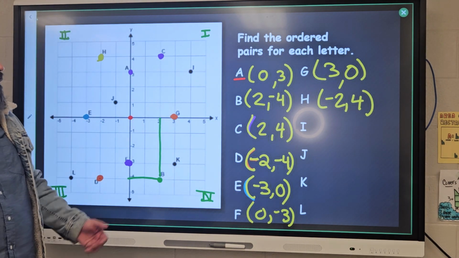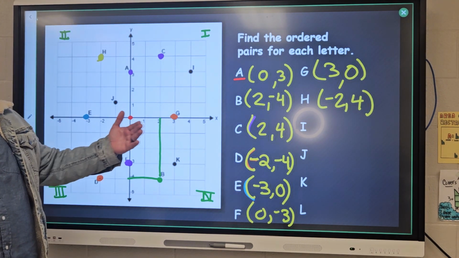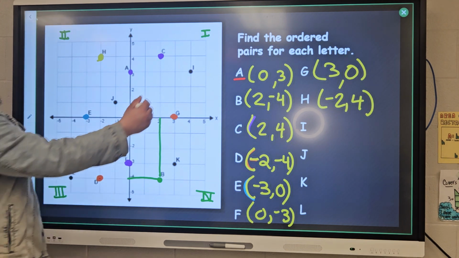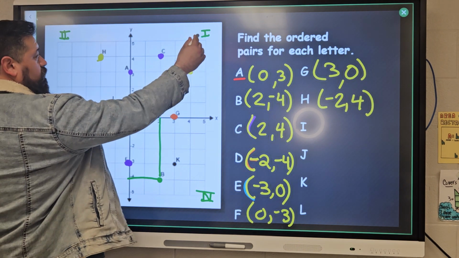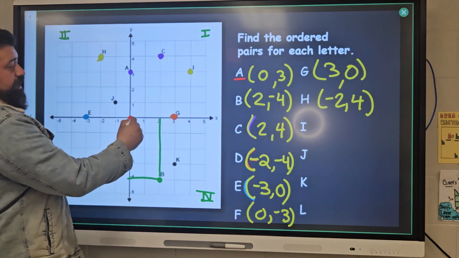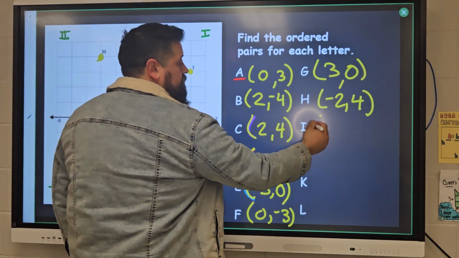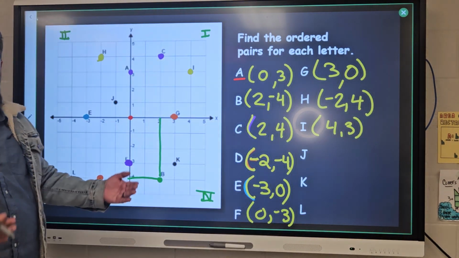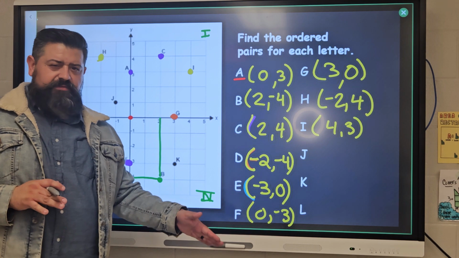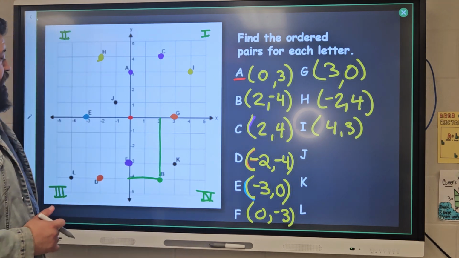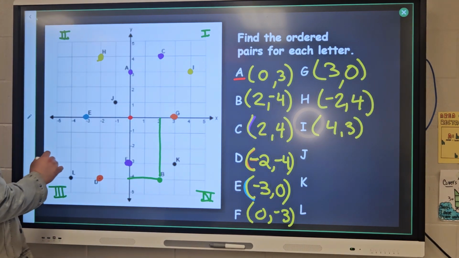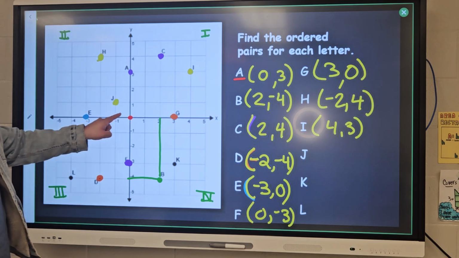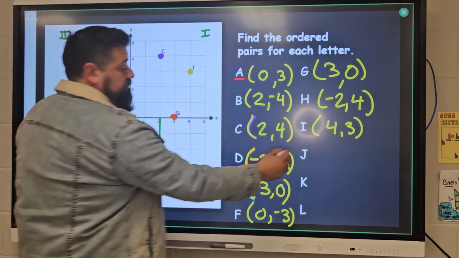Okay? All right, so on the next ones, guys, I'm just going to go ahead and give you the answers. For I, it's going to be this one right here. In quadrant 1, that one is located at 4, 3. Again, if you want to pause and then just watch it after I'm done, you can do that as well. For J, J is located right here in quadrant 2. You start at the origin, it's going to be -1, positive 1.